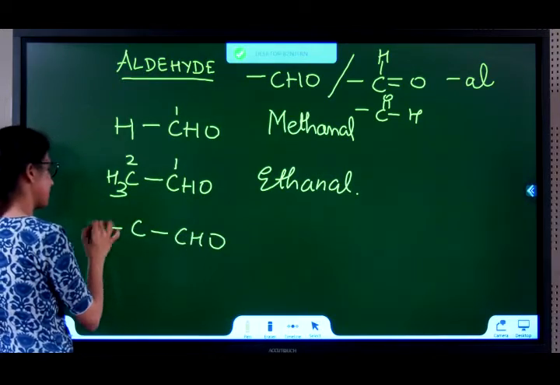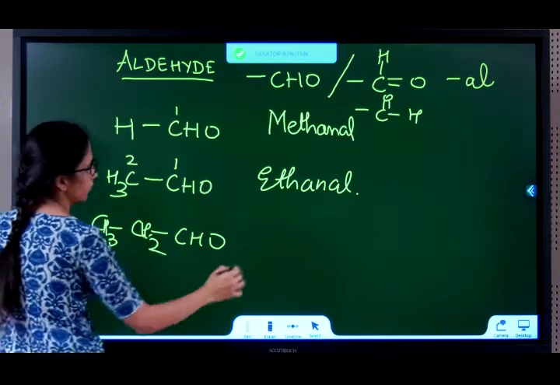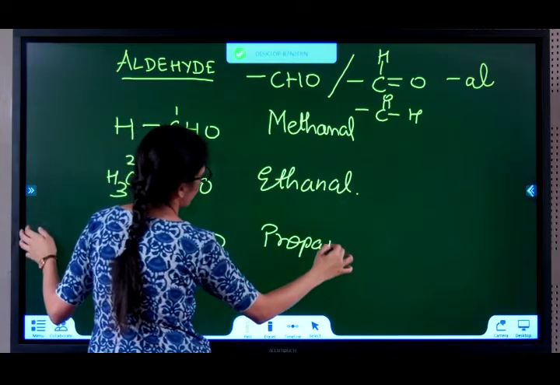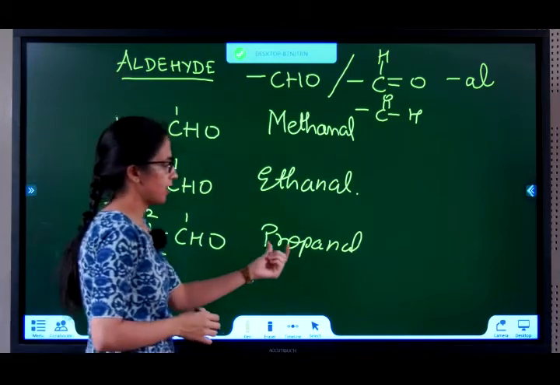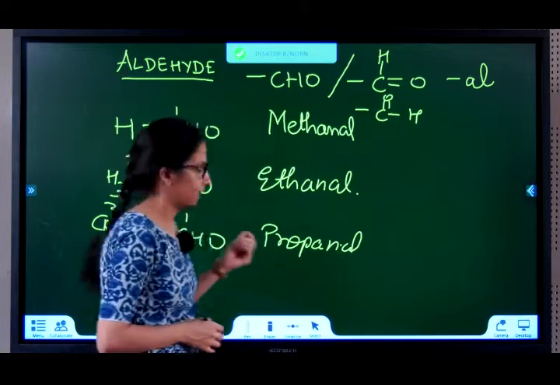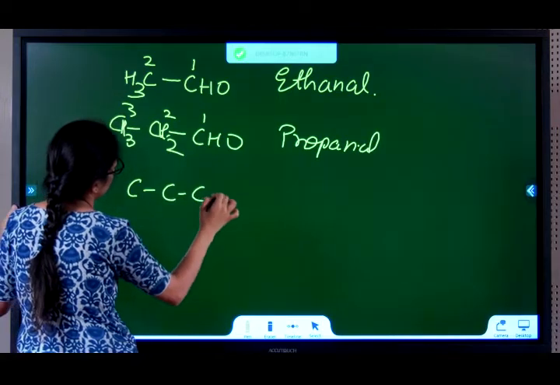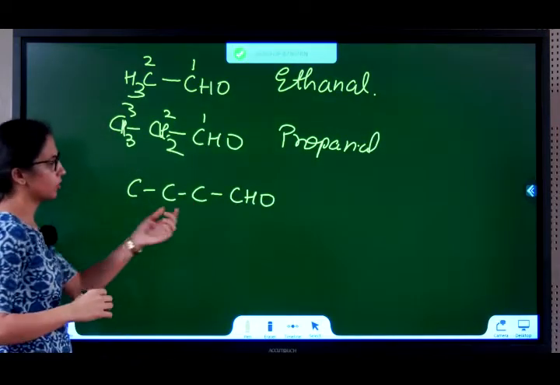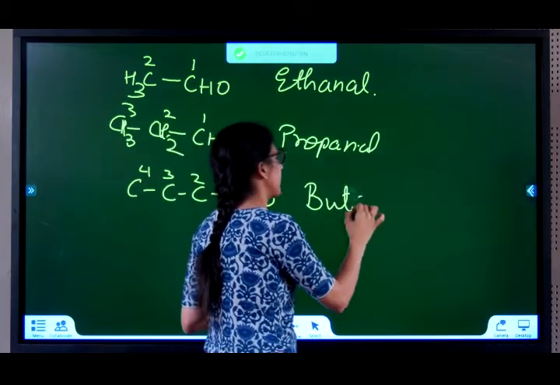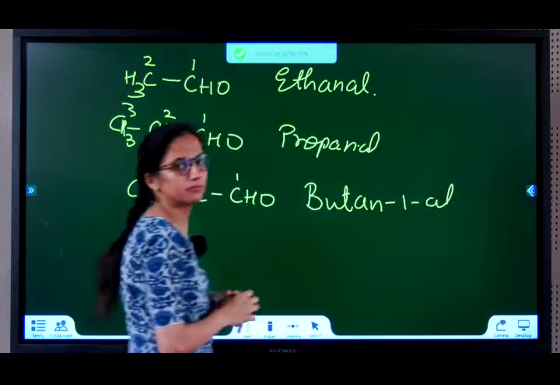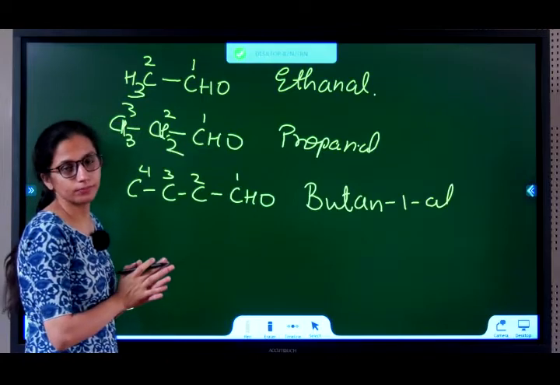CHO, C and C, H3, H2. Propanal, how? 1, 2, 3. At position 1 only, there are 3 carbon chains, so prop. Propane, remove the E, put the al. Put your remaining H's, starts from position 1, 1, 2, 3, 4. Butanal or butane 1-al. Similarly, pentanal and hexanal, easy, you can do it on your own.